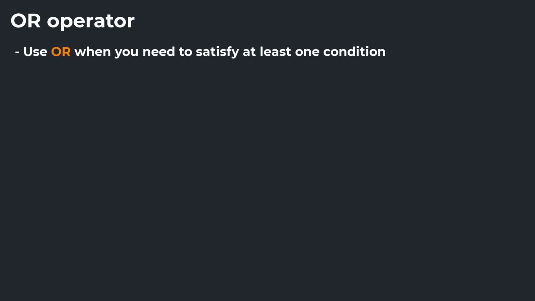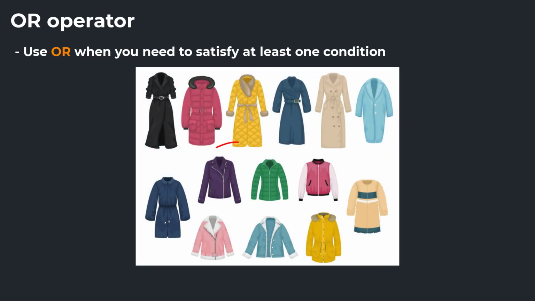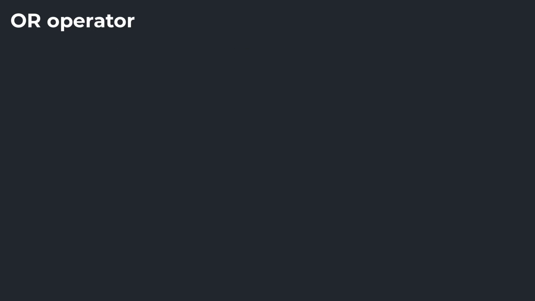OR is used when we want to filter multiple criteria and only need to satisfy at least one condition. Perhaps we want to select green or purple coat options as an example. In SQL, we combine OR with WHERE to achieve this type of filtering.